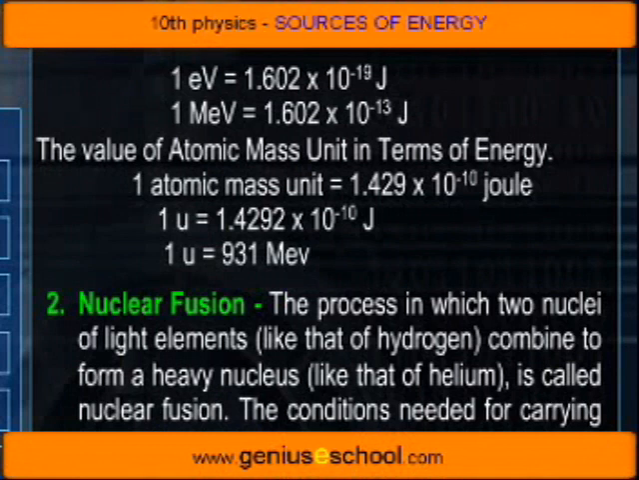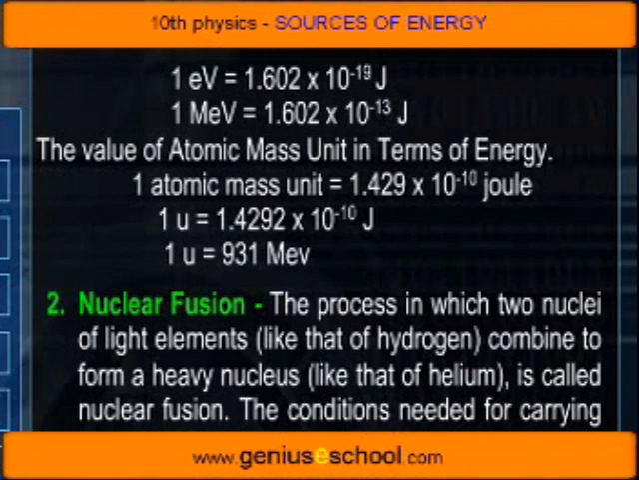1 eV is equal to 1.602 × 10^-19 J. 1 MeV is equal to 1.602 × 10^-13 J.